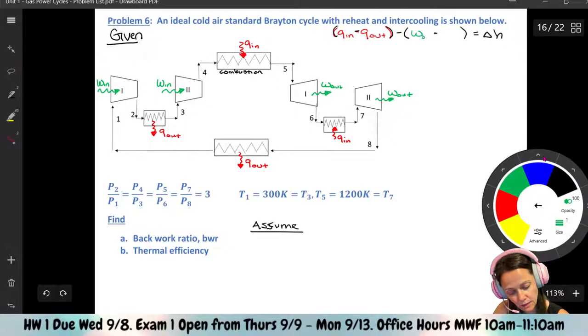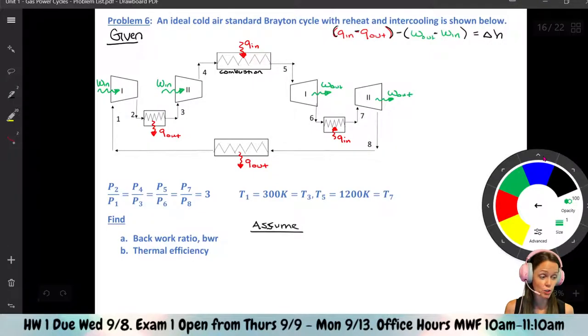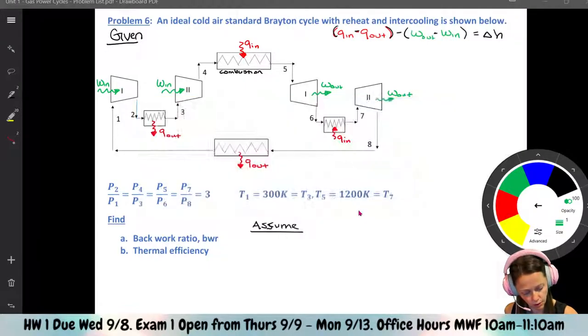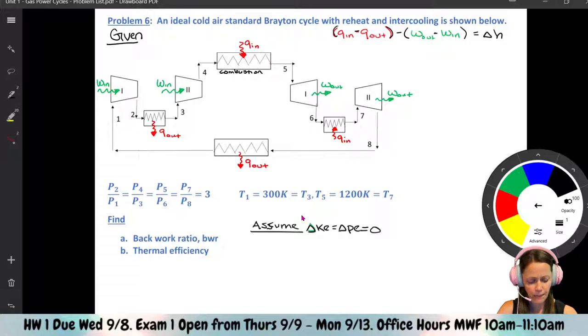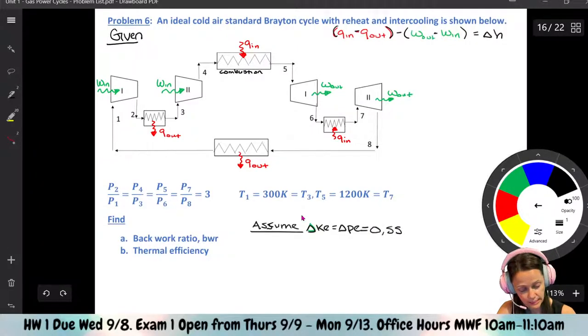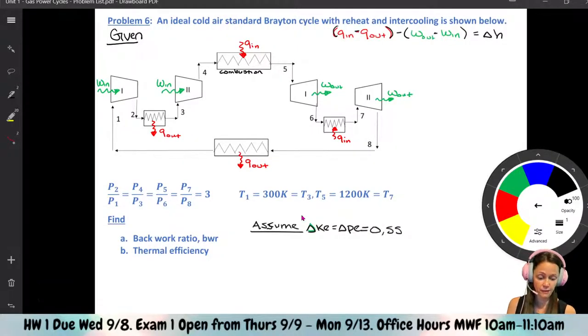Minus work out, minus work in equals delta H. And of course there's a delta kinetic and delta potential energy change that were assumed to be zero. So delta kinetic energy, delta potential energy, both of those are zero. And then we also had to assume that it's steady state in order to get the first law in that particular form up at the upper right hand corner.